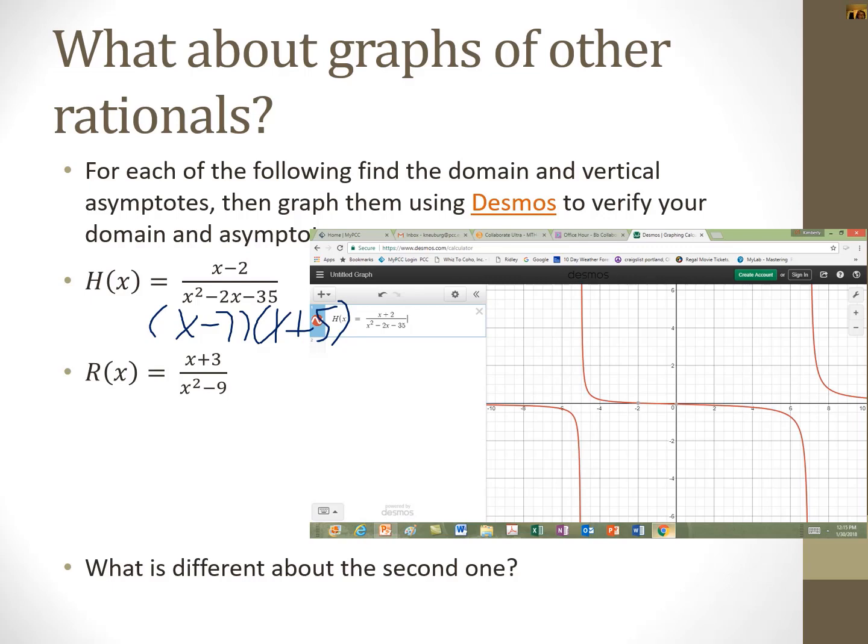When you factored the denominator, that was a difference of squares, and so that factored into x plus 3 times x minus 3. Take a moment to discuss whether you actually had asymptotes at both 3 and -3, because those would be the two values that you couldn't plug in.